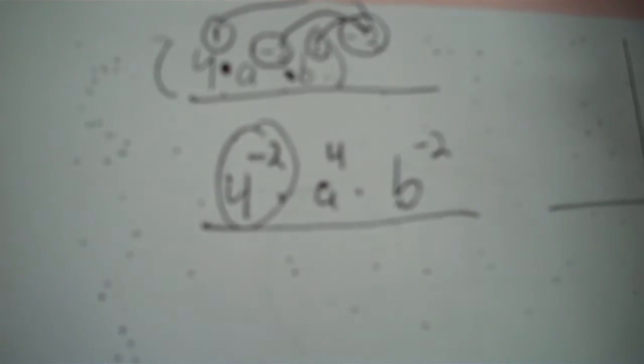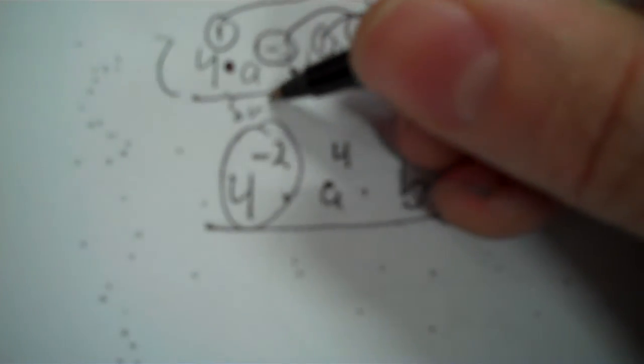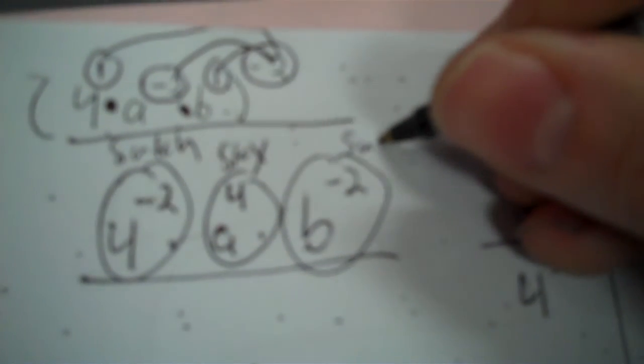Is that a switch or a stay? That's a switch. So now it's 2. Is that a switch or a stay? That's a stay. Stays where it is. Is that a switch or a stay? That's a switch. So you move the B to the bottom, so you can write 2.